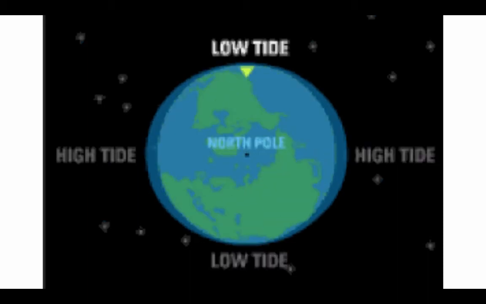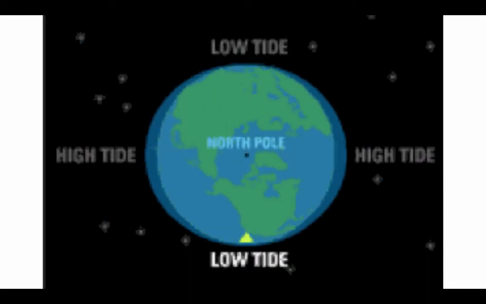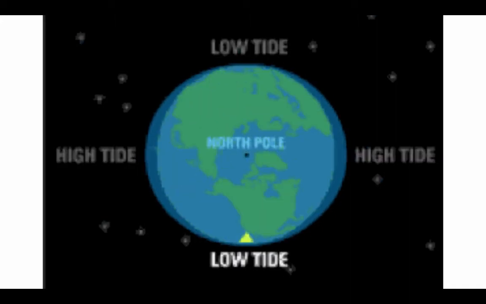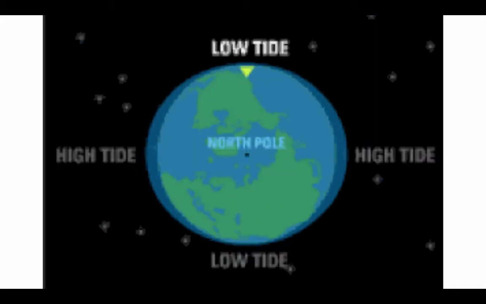So if you'll watch the image on your screen, you'll see that as the earth rotates on its axis, as it spins and moves through the day, do you see the yellow triangle? Pretend you're standing on that position on the earth, and as the earth spins around, while you're standing there on the beach, you would see the water rise up to high tide and then go back down to low tide every 6 hours.